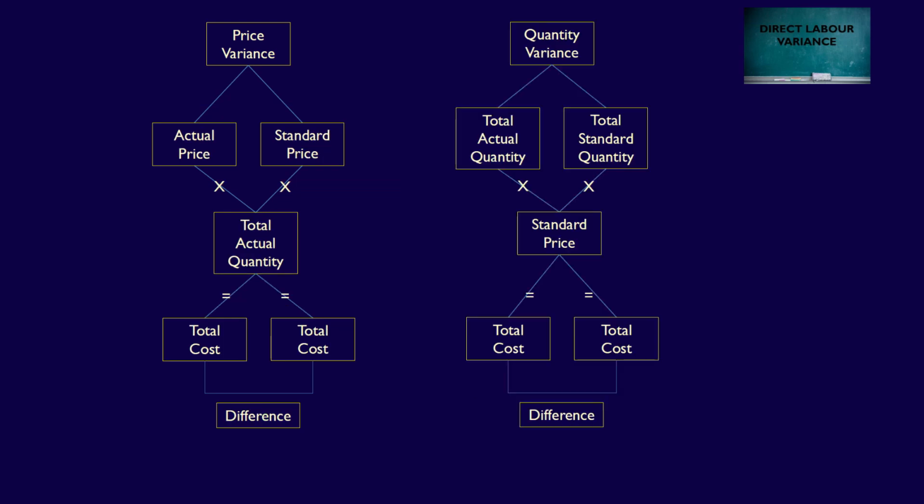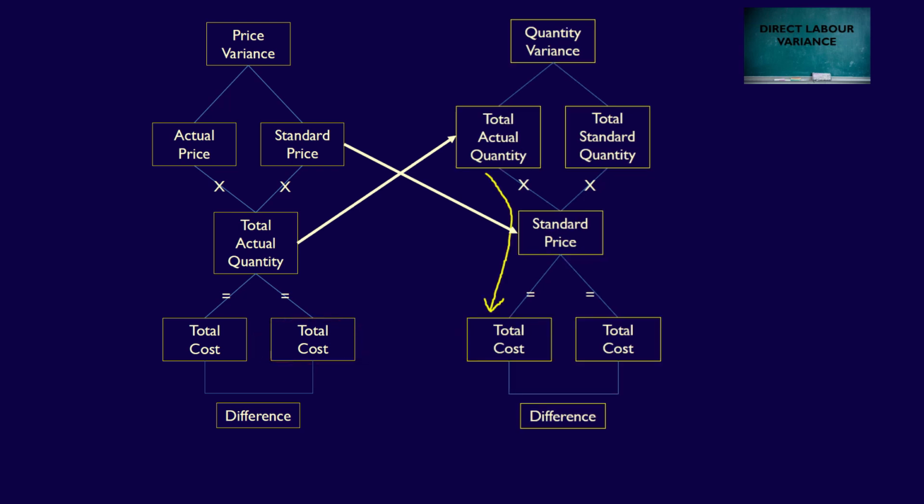The flowchart for calculating the direct labor price variance is easy to follow. We can therefore use it to develop the direct labor quantity variance. First, on the left side of the flowchart, we have the total actual quantity used in production. Note that this is always identical to the total actual quantity we calculated for the price variance. In addition, note that the standard price for the price variance is always identical to the standard price for the quantity variance. This means that the calculation on the right side of the price variance is identical to the calculation on the left side of the quantity variance, which is, of course, the total actual quantity multiplied by the standard price per hour to determine the total cost.